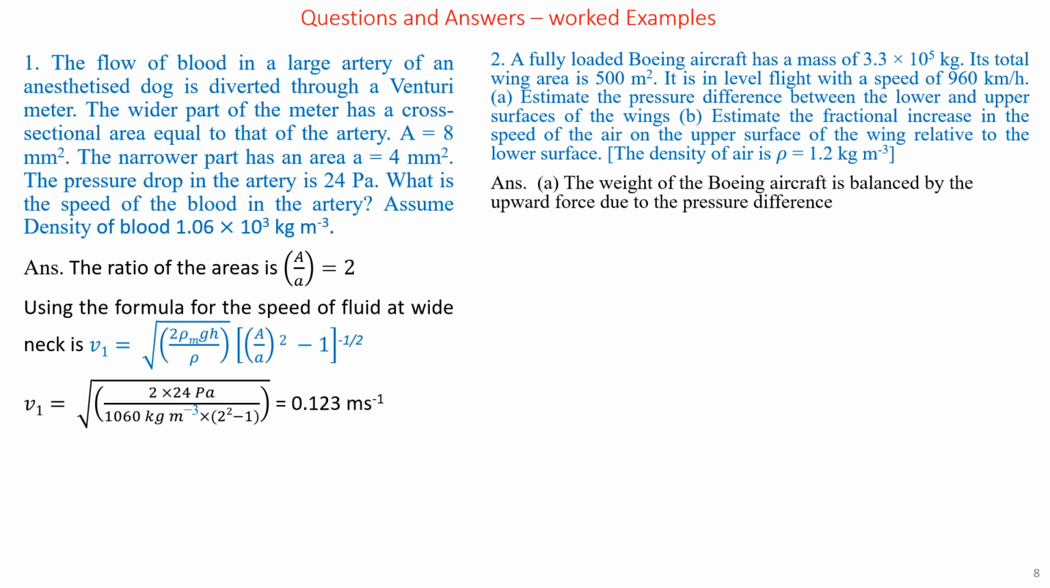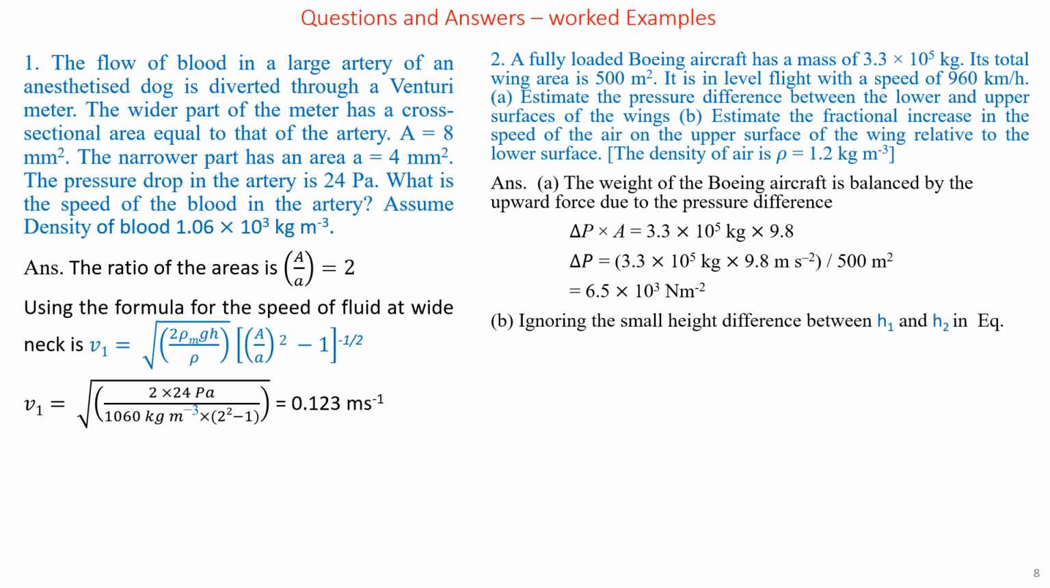Answer. The weight of the Boeing aircraft is balanced by the upward force due to pressure difference. We can write the pressure difference delta P into A is equal to 3.3 into 10 to the power of 5 kgs into 9.8. Therefore, delta P is equal to 3.3 into 10 to the power of 5 kgs into 9.8 meters per second square divided by 500 meter square. That is equal to 6.5 into 10 cube newtons per meter square. This is the answer for part A.